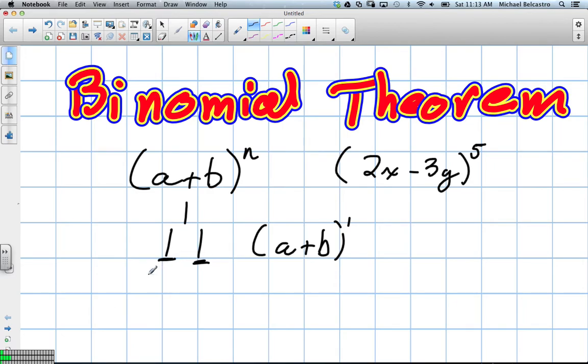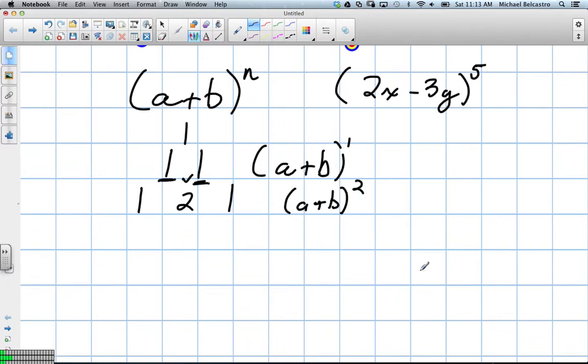From there, to go through the triangle, do you know how to create the rest of it? Yeah. 1 stays on the outside, and we just add up the middle terms, and we continue down that. So that would take us to plus b to the power of 2. Right? And that makes sense if you remember doing any of your quadratic stuff.